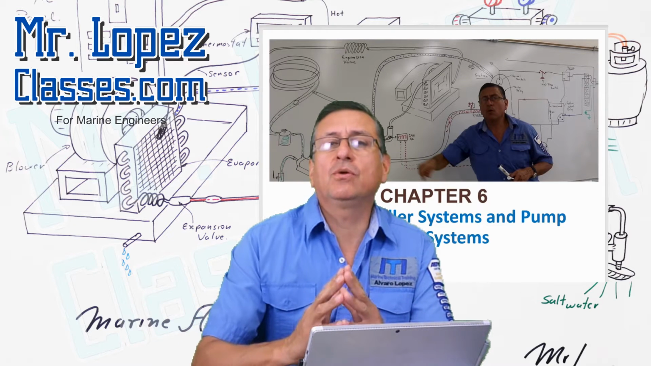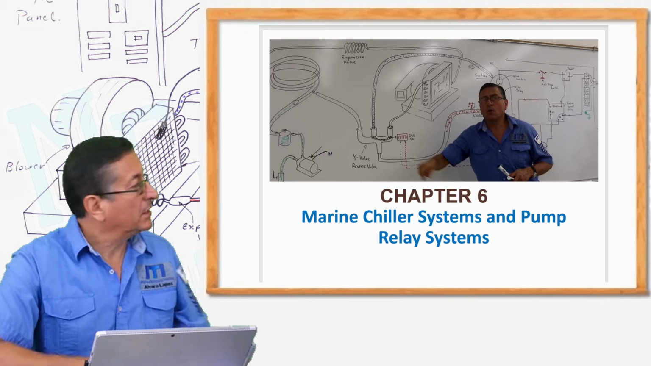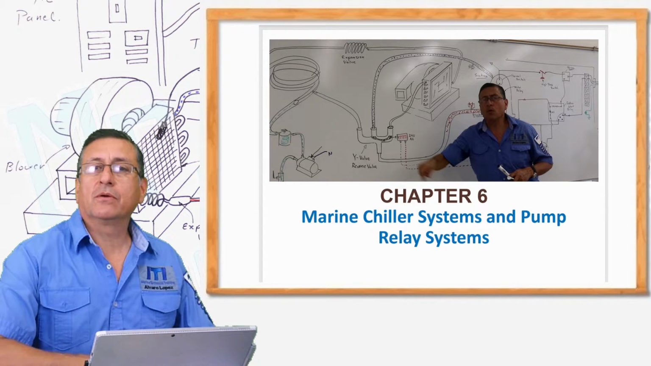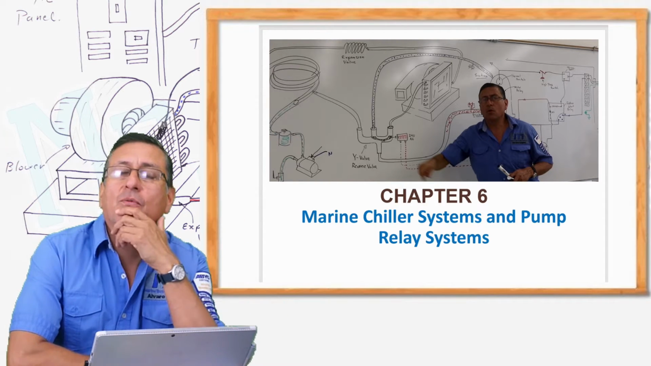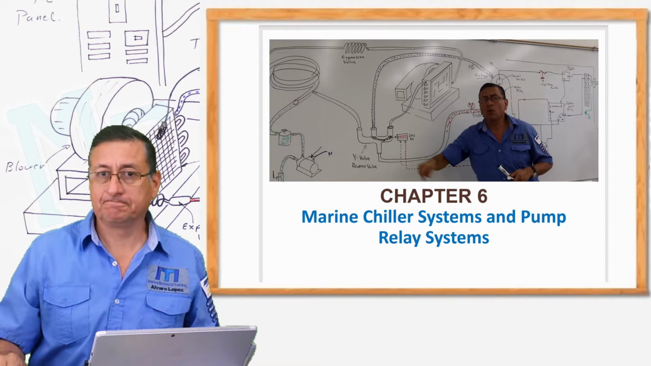Today we are going to continue in our book of air conditioning systems. And this is chapter 6. Today we are going to talk about the chillers, and we are going to talk about the pump relay systems.